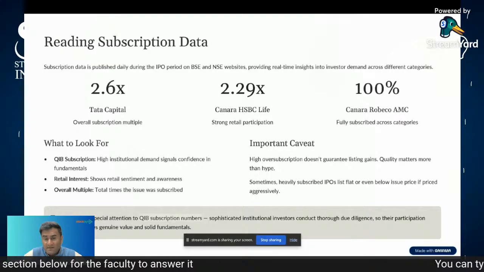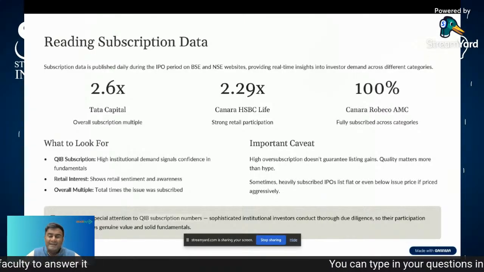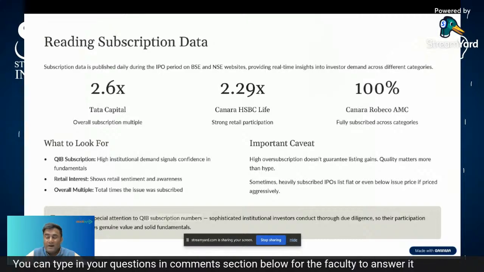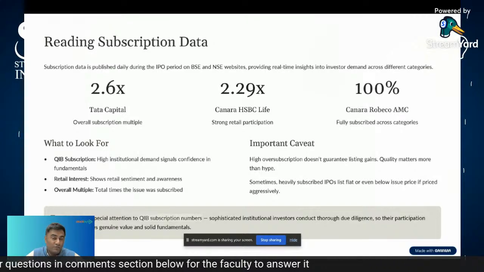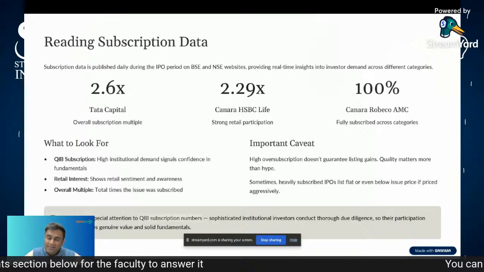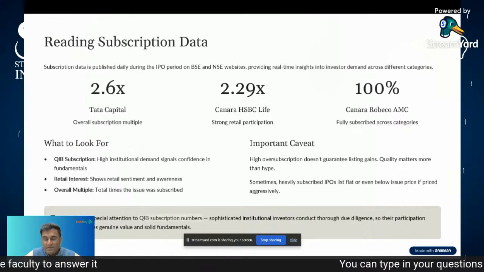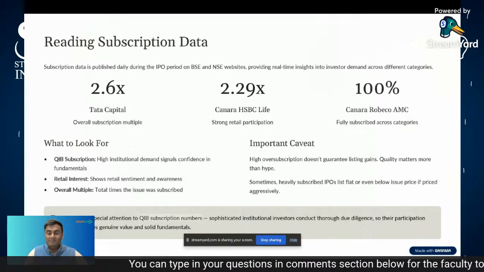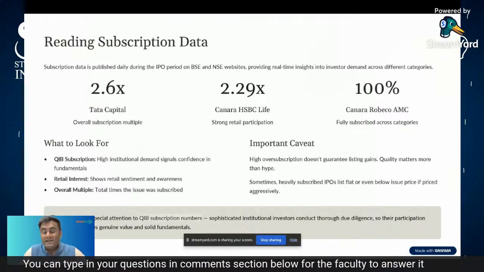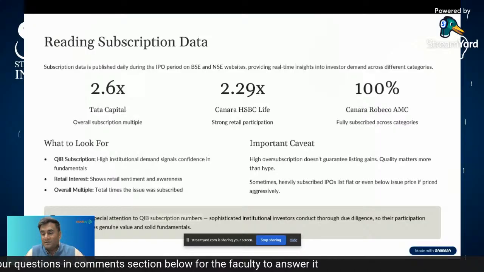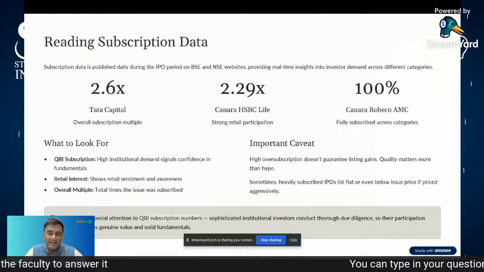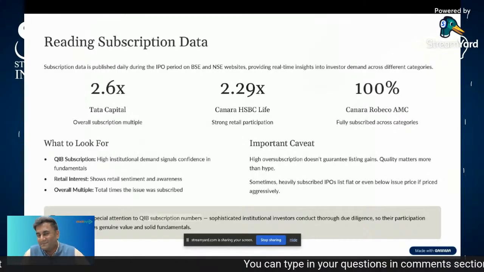Important caveat: high oversubscription doesn't guarantee listing gains. Quality matters more than hype. If the overall market is bullish like we had in 2022, 23 and 24, then a not so good company might also get good listing gains. But if the market is dicey, the way it is behaving right now, with a lot of uncertainties hanging over our heads, then even quality stocks might not get a good listing.